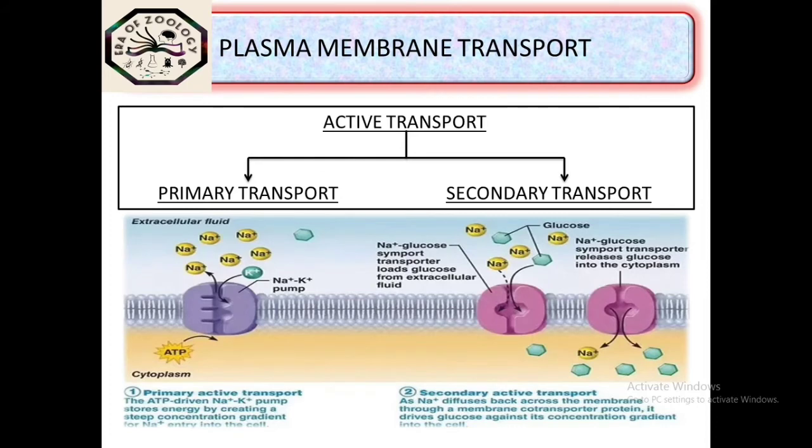Now we will be talking about active transport. We know that active transport is of two types. One is primary transport and another one is secondary transport. In both primary and secondary transport, ATP is required. Active transport is a kind of transport where energy is required, because here the molecules are going against the density gradient.